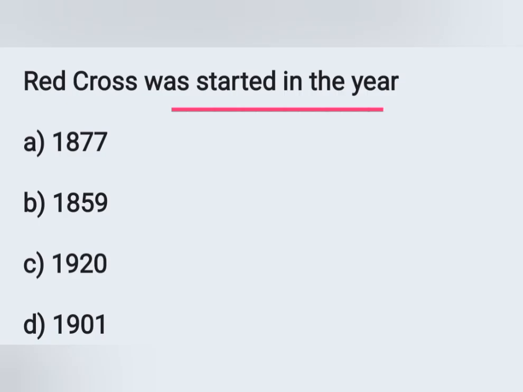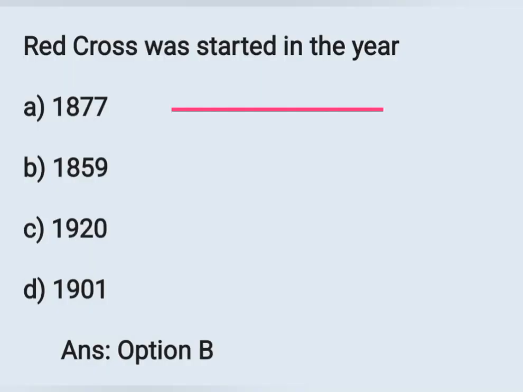And the next question: Red Cross was started in the year. Options: Option A, 1877. Option B, 1859. Option C, 1920. Option D, 1901. Red Cross was started in the year 1859. Option B is the correct answer.